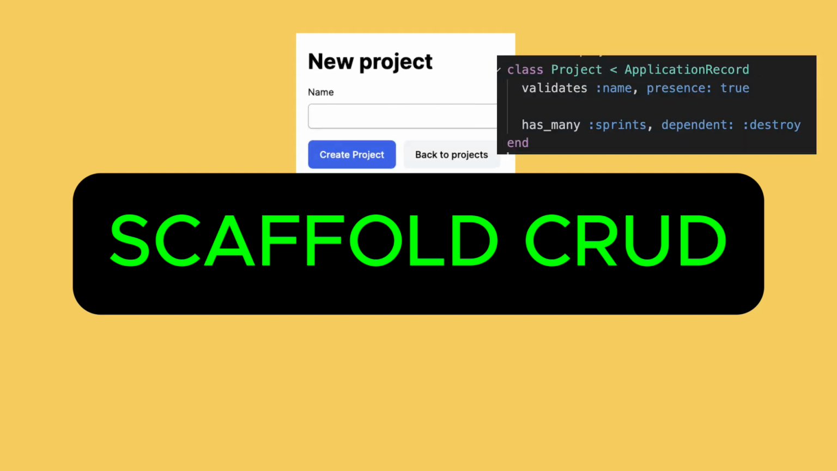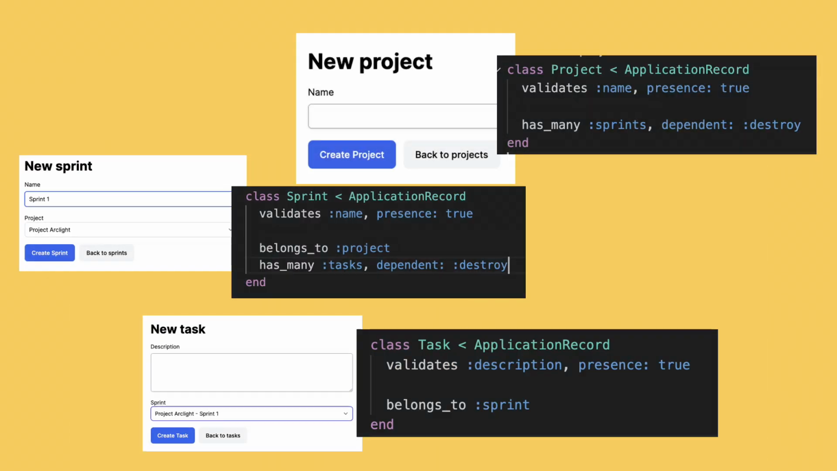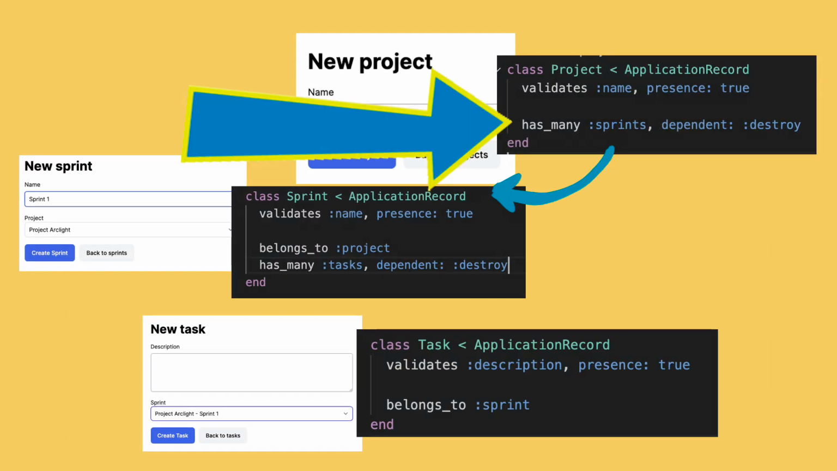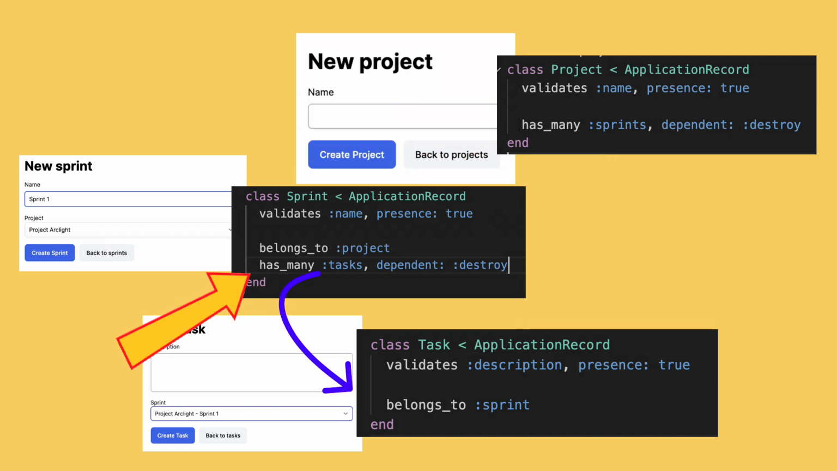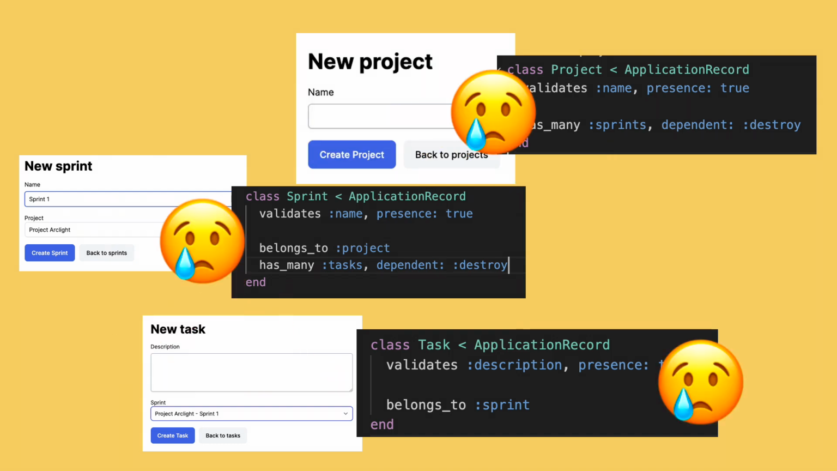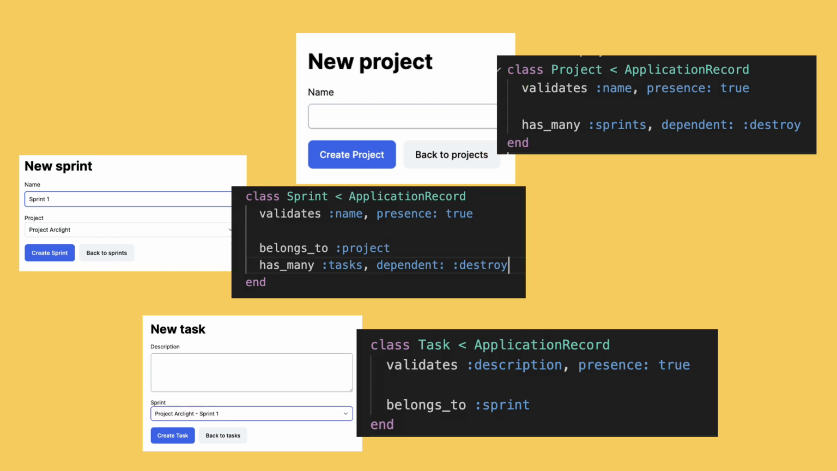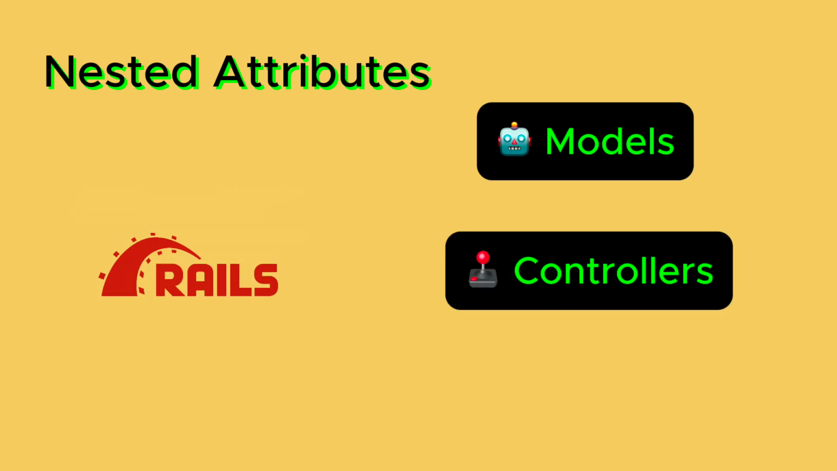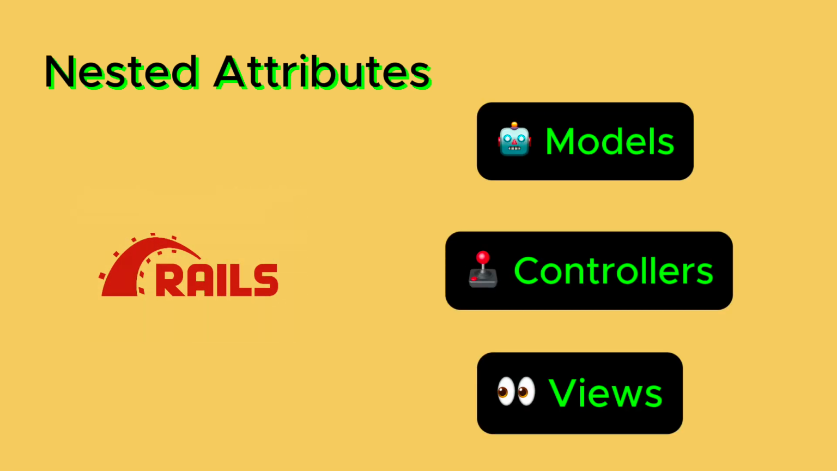We have three normal scaffold CRUDs: project, sprints, and tasks. Project has many sprints. Sprints has many tasks. At this point, we can create each one of them individually. In order to create everything at the same time, we can use nested attributes. It's a Rails feature connecting models, controllers, and views. It will help us to achieve this.